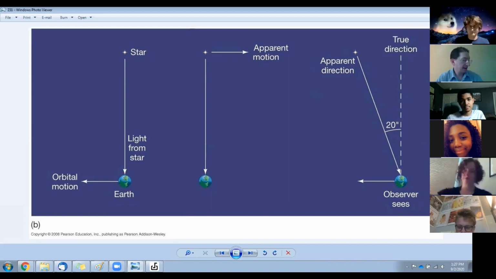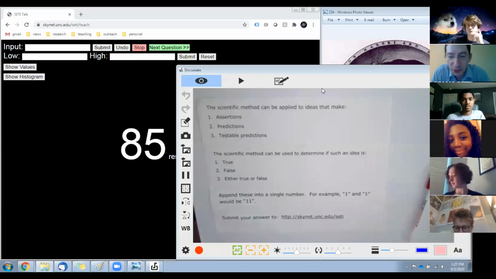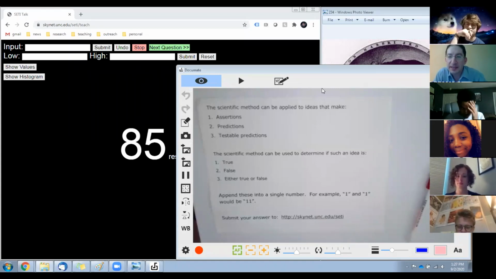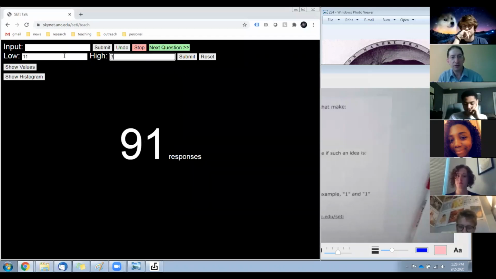Okay, thank you. Good questions, good discussion. But let's jump into the warm-up question here. This is about the scientific method, a two-parter. The scientific method can be applied to ideas that make assertions, predictions, or testable predictions, one of those three. And the second part is the scientific method can be used to determine if such an idea is true, false, or either. Then you combine those two together, so your answer would be between 1.1 and 3.3.